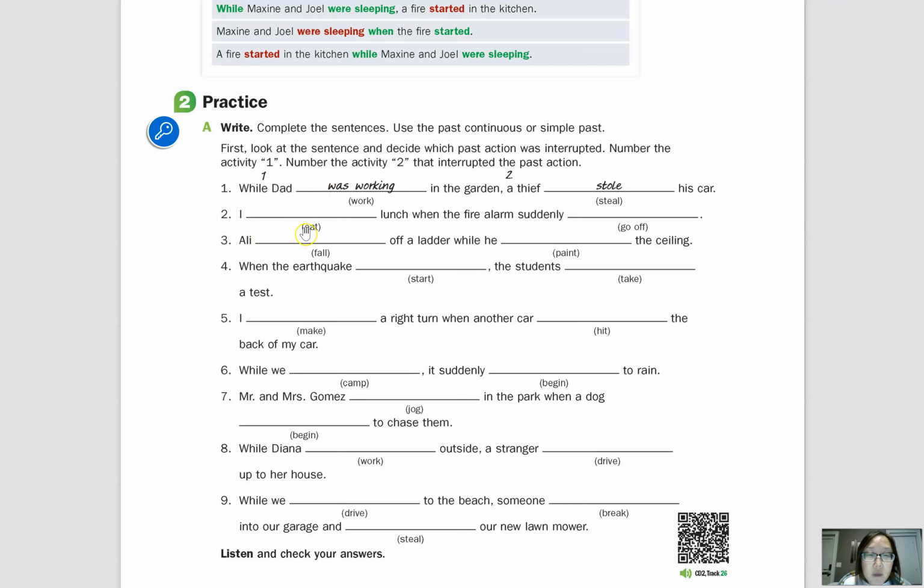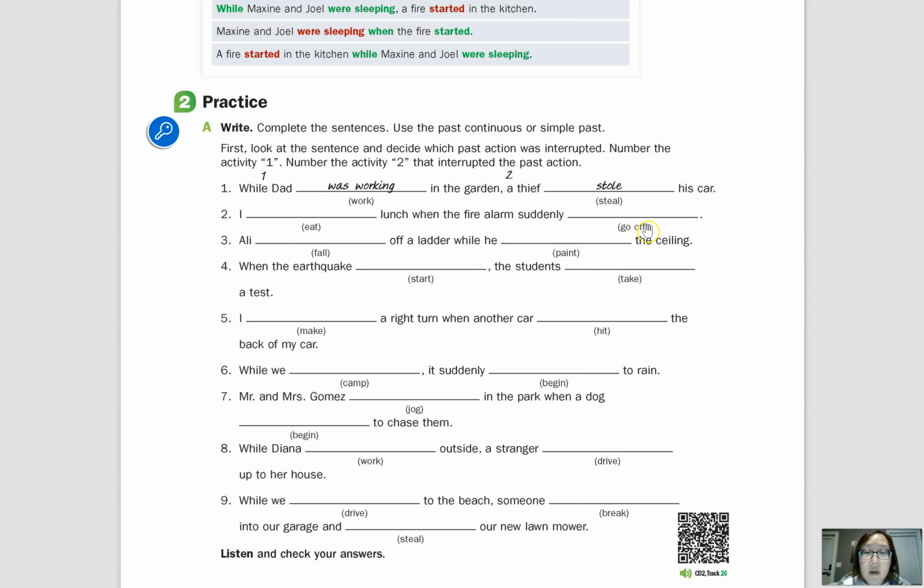Okay, so you can see the verb is eat, and then this one is go off. So if you look at these two verbs, one can be a continuous activity, and then one is a sudden activity, an interruption. So if you look here, it says the fire alarm suddenly. So this is a big hint, suddenly. So that means that it's the activity that interrupted the ongoing activity. So we can use this go off as past tense. So past tense is went off.